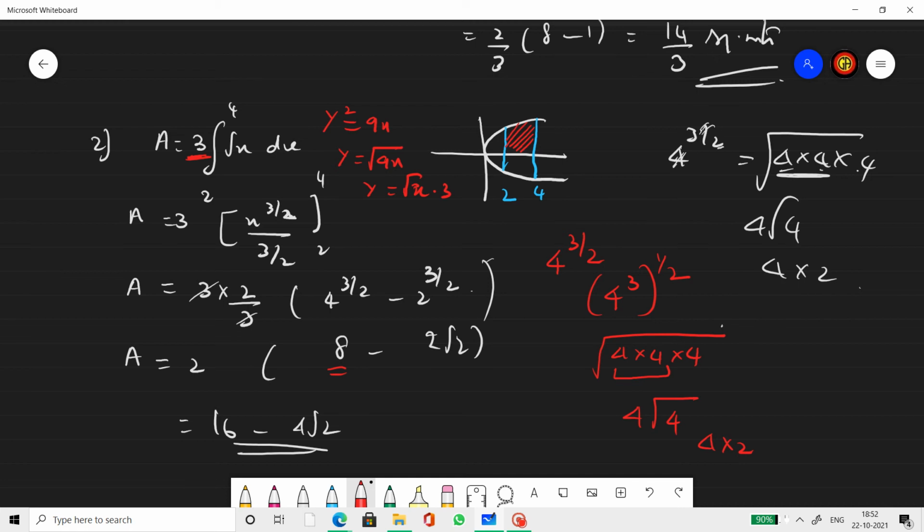Likewise, 2 power 3 by 2 is root of 2 cube. 2 square will come out as 2 out of the root. Then it will be 2 root 2. So this is the answer for the second one. The third one is also similar.